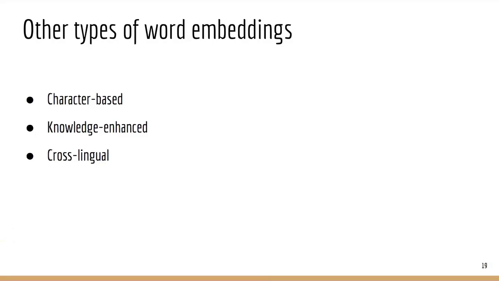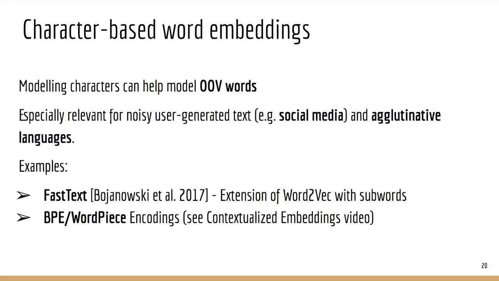So what are these other types of word embeddings that we are going to study? I'm going to focus mainly on three different ones, but there are others. But these are probably the most popular ones and the ones that have been most successful: character-based, knowledge-enhanced, and cross-lingual. Let's start with the character-based word embeddings and the main motivation for having character-based models.